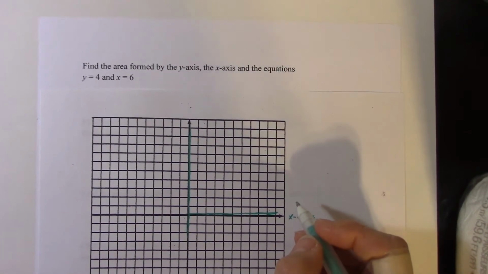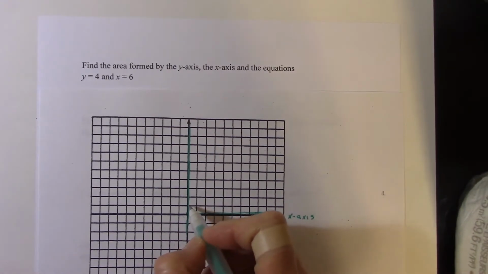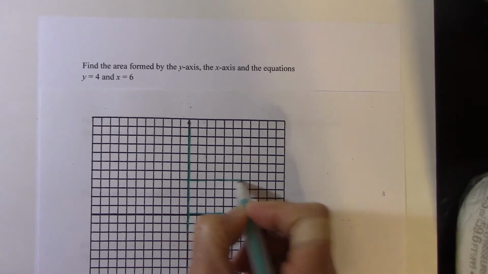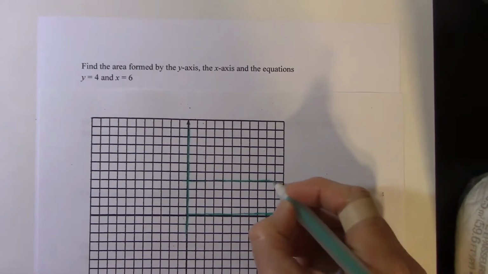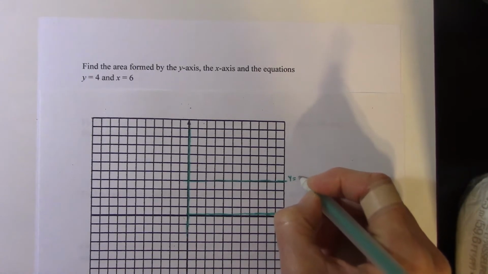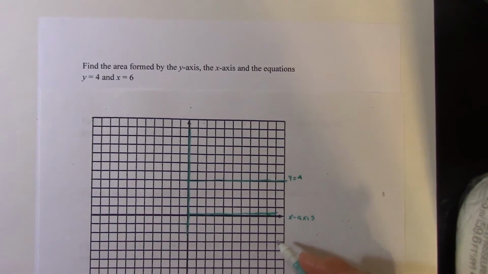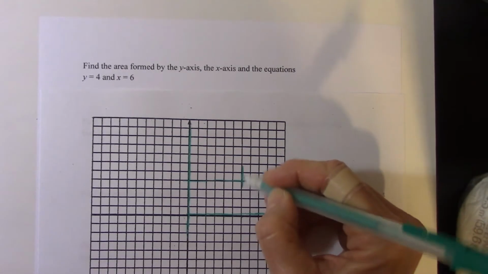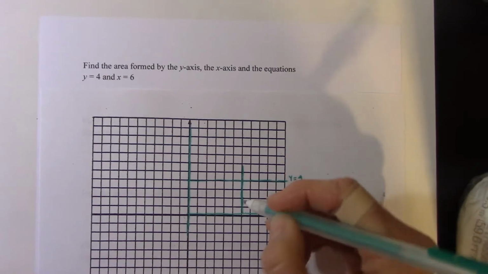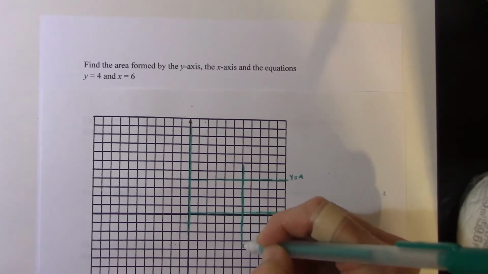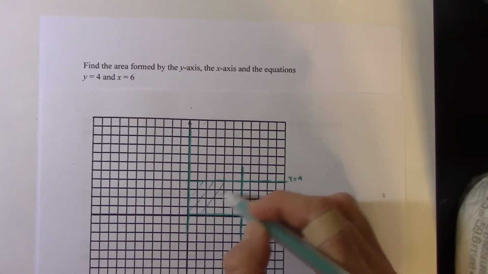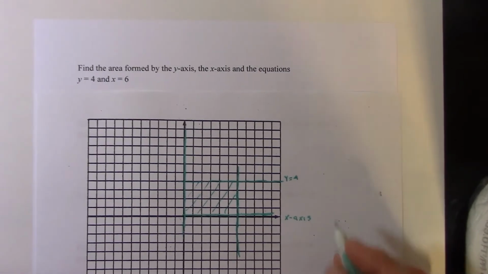And the equation y equals 4 is the horizontal line right here. So where y equals 4, and we want x equals 6 right here. So we're looking for the area that's formed by all 4 of these lines. And we see that that is this rectangle right here. So the question is to find the area.